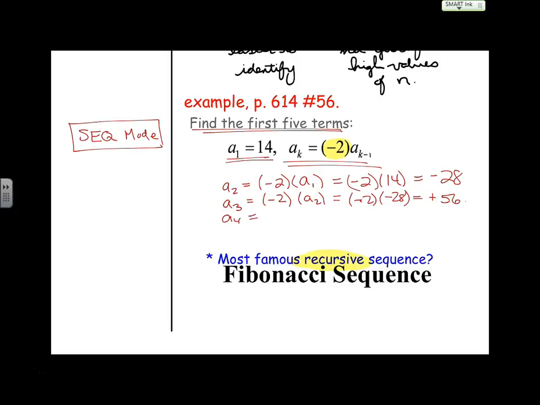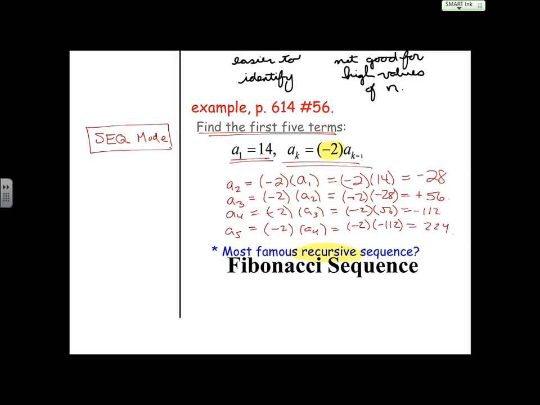To find the fourth term, you do negative 2 times the previous term, which would be the third term, negative 2 times 56, which would be 112, but with a negative. And then to find the fifth term, do negative 2 times the fourth term equals negative 2 times negative 112, and we get positive 224. But the rest of you guys, does it make sense?